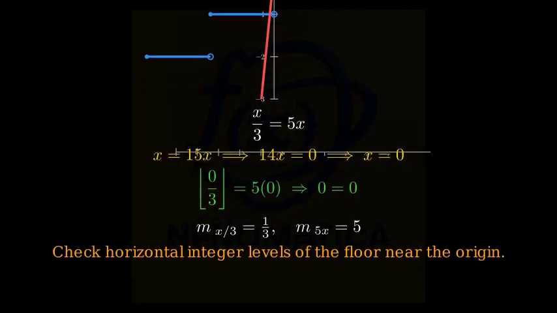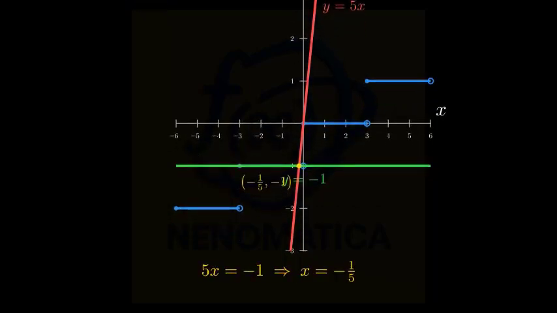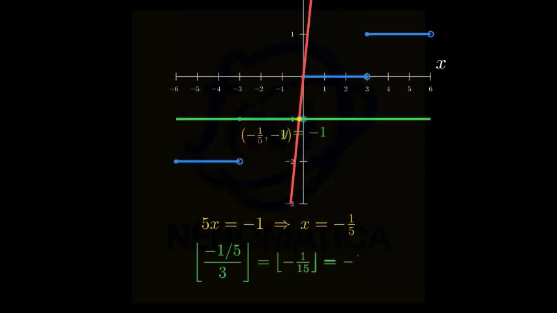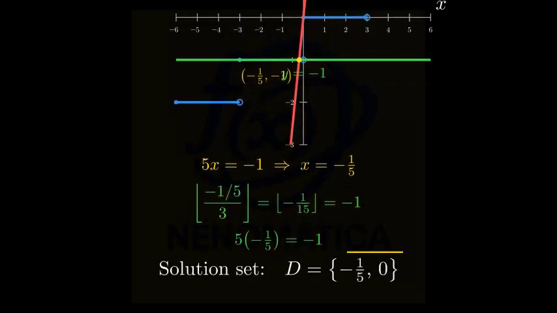Step 3. Return to the diagram and draw the horizontal line y equals -1. Its intersection with y equals 5x occurs where 5x equals -1, so x equals -1/5. Now verify in the original equation. Floor of -1/15 equals -1, and 5 times -1/5 equals -1. Both sides match, so x equals -1/5 is also a solution.